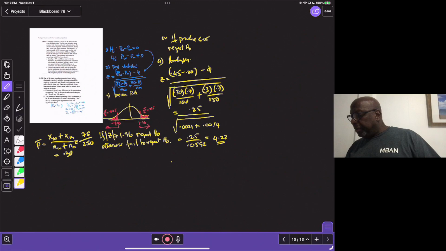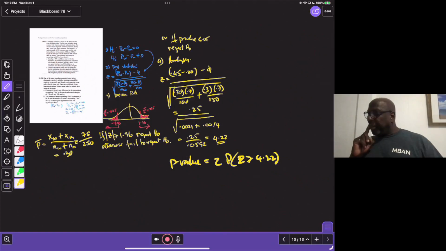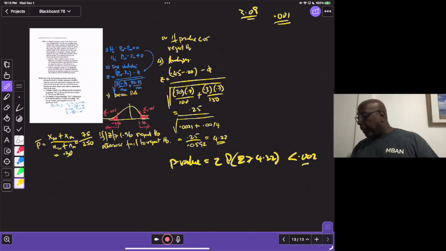Let's find our p-value, which is equal to twice the probability of Z exceeding 4.22. We know the largest value we have in the table is 3.09, where the area is 0.001. So it means that the probability of Z greater than 4.22 is actually less than 0.001, which means that when you multiply by 2, it will be less than 0.002.